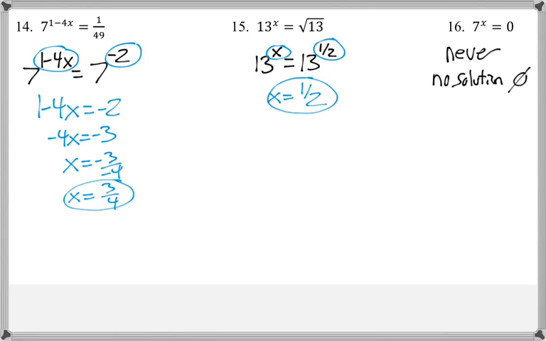And it's not just 7. If you have 2 to the x, 3 to the x, e to the x, etc., these are all never 0.